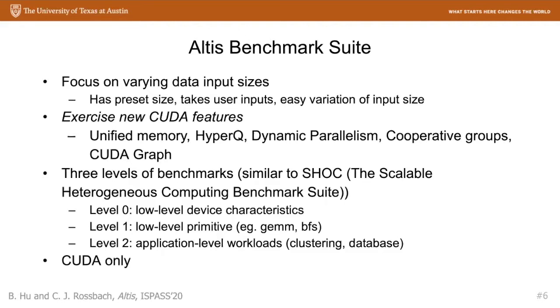The Altis benchmark suite has 3 levels of benchmarks, resembling the SHOC benchmark suite, the scalable heterogeneous computing benchmark suite. Level 0 includes benchmarks that stress low-level device characteristics. Level 1 includes benchmarks that are essentially low-level primitives, such as matrix multiplication and BFS. Level 2 includes benchmarks that represent application-level workloads, such as clustering and k-means. Currently, the Altis benchmark suite only supports CUDA because AMD has lagged behind in terms of supporting these new features.